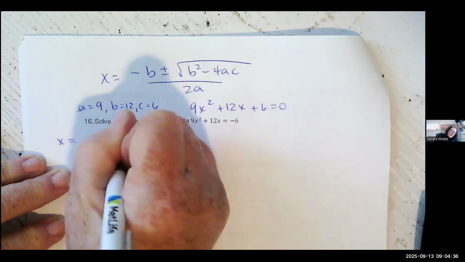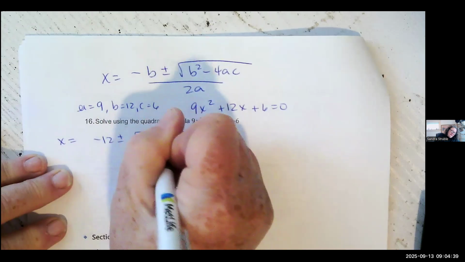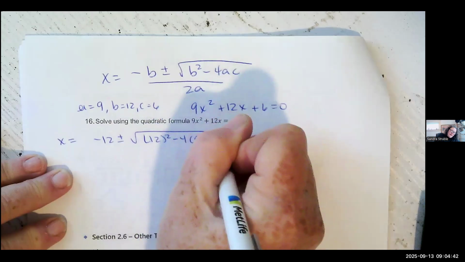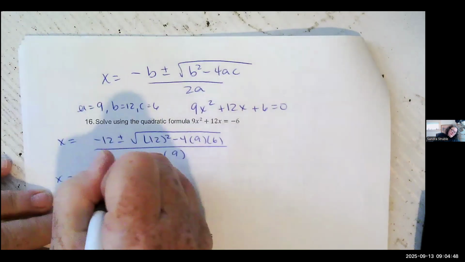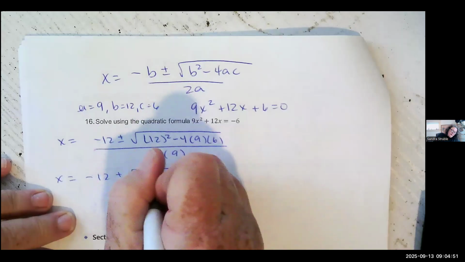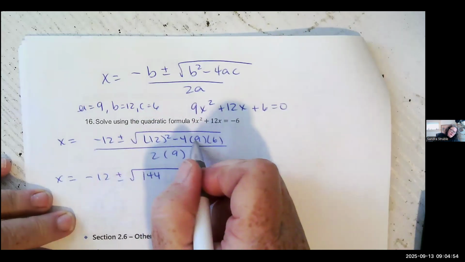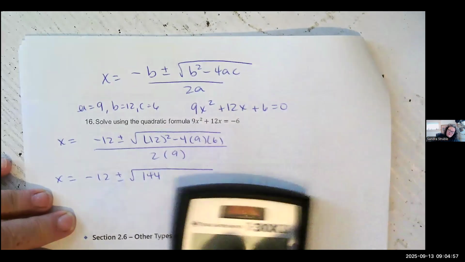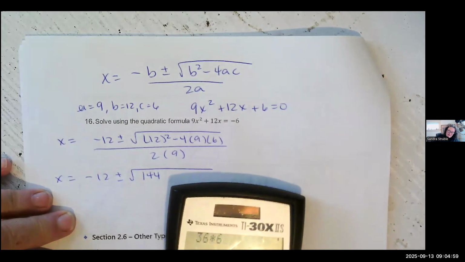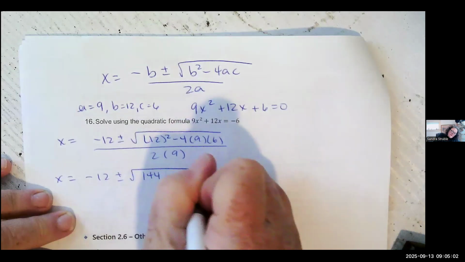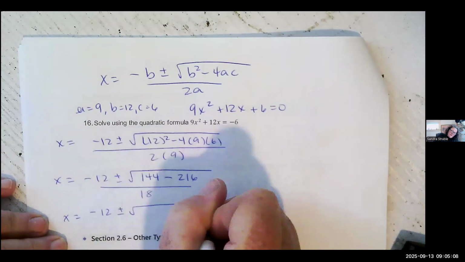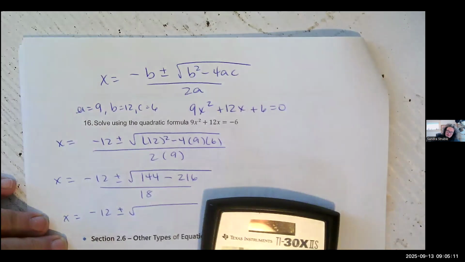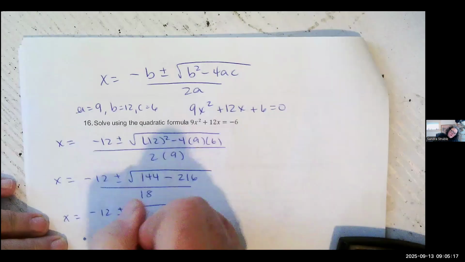Negative b plus or minus square root of b squared minus 4ac, all over 2 times a. So 12 squared is 144. 9 times 4 is 36 times 6. That's 216, all over 18. So negative 216 plus 144 is negative 72.